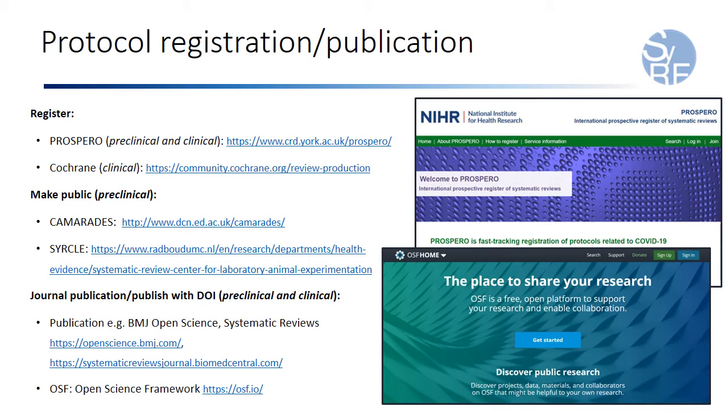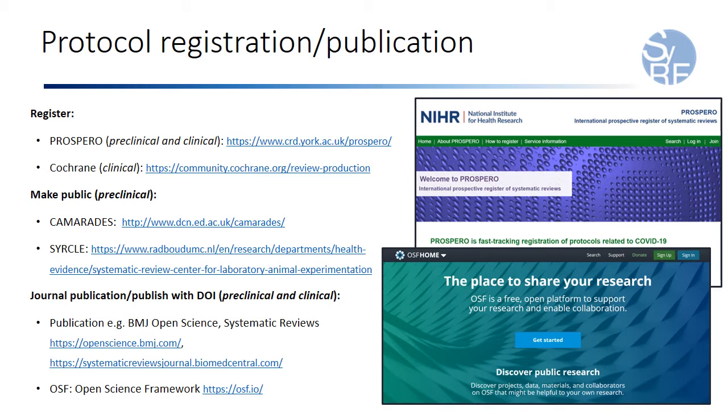Your protocol should be made publicly available. The options are to register, share online, or to publish your protocol. To register, PROSPERO is an international prospective register of systematic reviews, which accepts both clinical and preclinical systematic reviews. There's also the option of Cochrane, which accepts clinical systematic review protocols only.